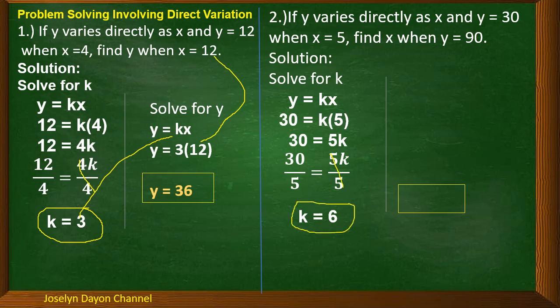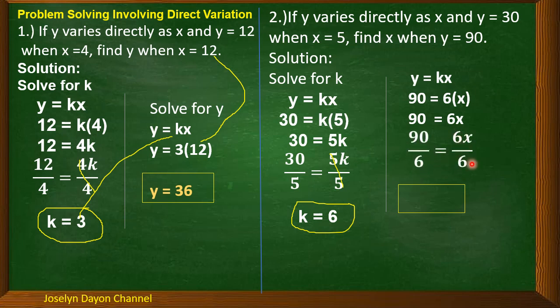Next, substitute this value to y equals kx and solve for x. So y is equal to 90, our k is 6, and we are going to solve for x. So 90 is equal to 6x. To solve for x, divide both sides of the equation by 6. So 6x divided by 6, that is equal to x, and 90 divided by 6, that is equal to 15. So therefore, the value of x is equal to 15.